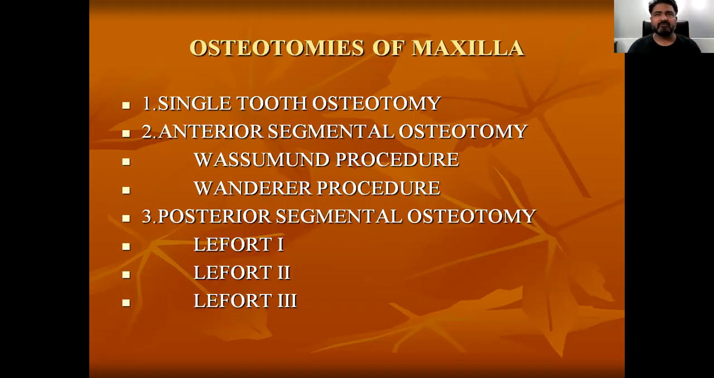So 4 is extracted. If there is a pushback of anterior maxilla, 4 is extracted in that case. So there are two procedures in this: Wassmund procedure and Wunderer procedure. Then in posterior segmental osteotomy, Le Fort 1, Le Fort 2, Le Fort 3, whole of the maxilla can be pushed backward or forward.